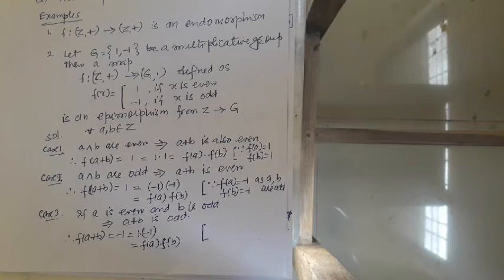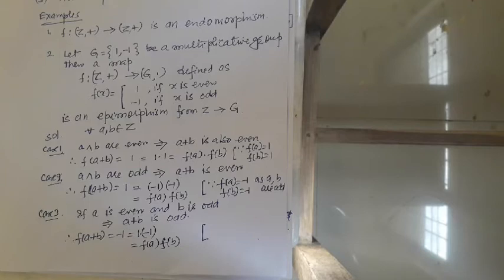Case second, a and b both are odd, then their sum will be even, because the addition of two odd numbers is also an even number. So f of a plus b is equal to 1, or you can say this 1 can be expressed as minus 1 into minus 1. Since a and b are odd, f of a is equal to minus 1 and f of b is equal to minus 1. So minus 1 into minus 1 can be written as f of a into f of b.